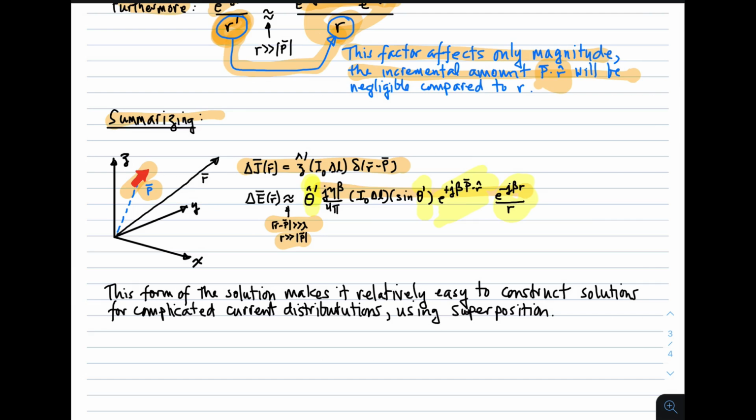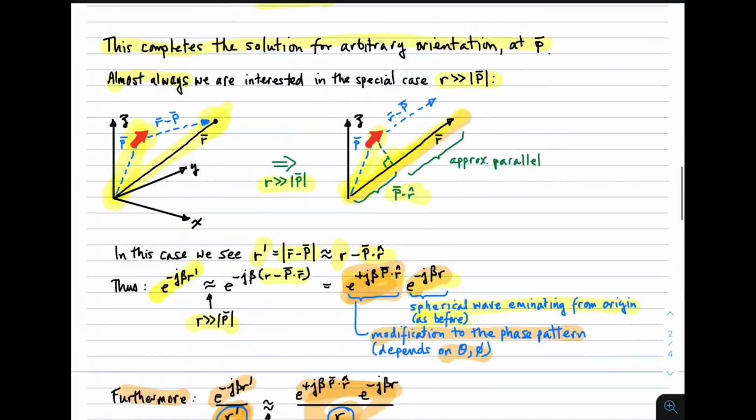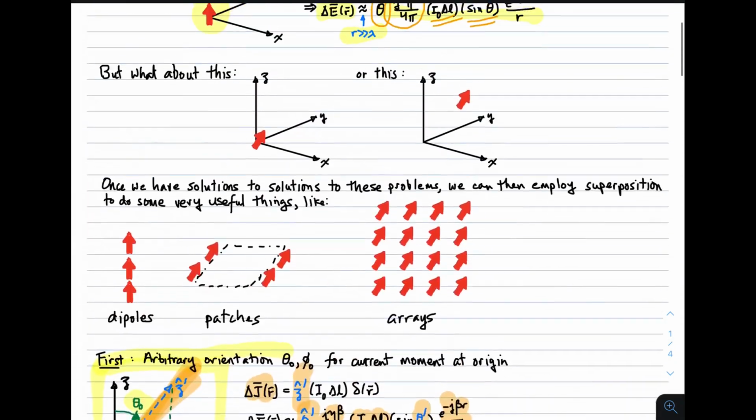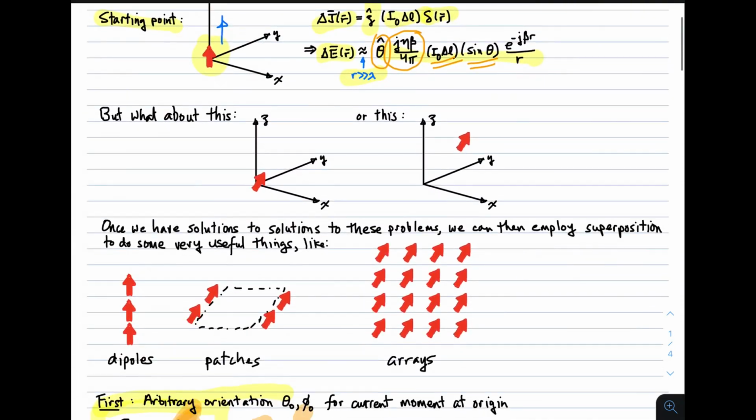I'll conclude this lecture by saying this form of the solution makes it relatively easy to construct solutions for complicated current distributions using superposition, as I alluded to at the beginning of the lecture. In other words, now that we have this expression, it becomes quite simple to construct any of these types of problems. This concludes the lecture.